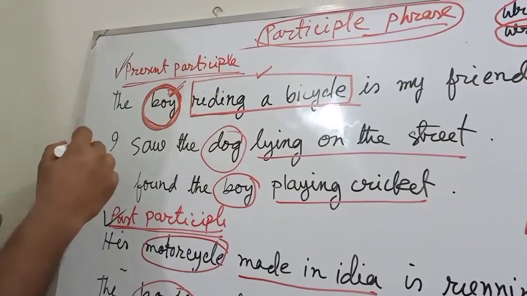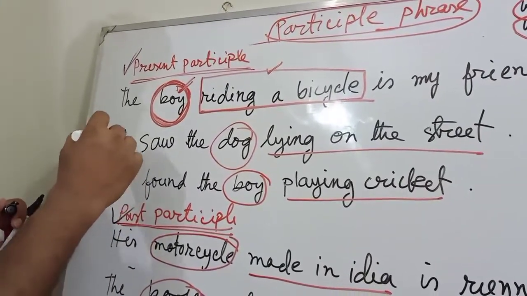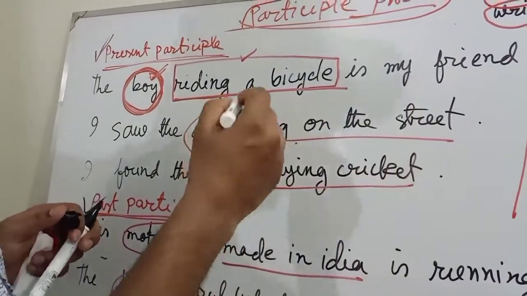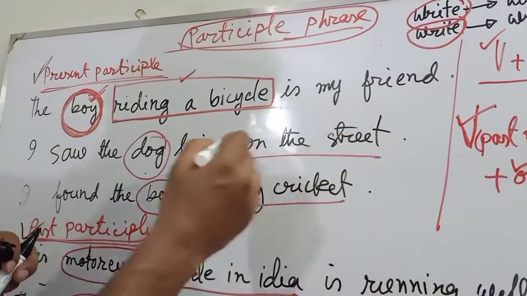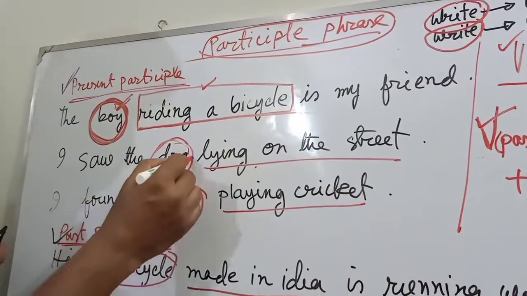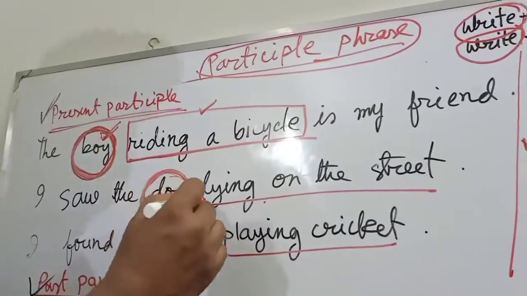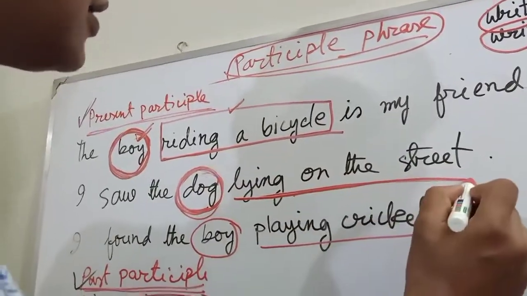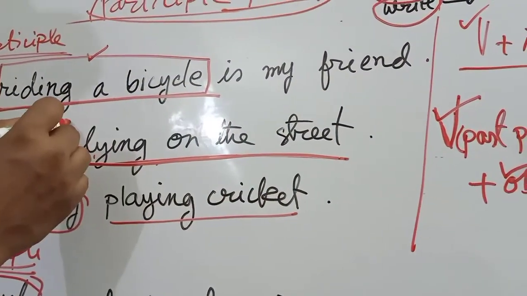In the second example, I saw the dog lying on the street. The dog here is to be modified, the head word, modified by the group of words lying on the street. Which dog?